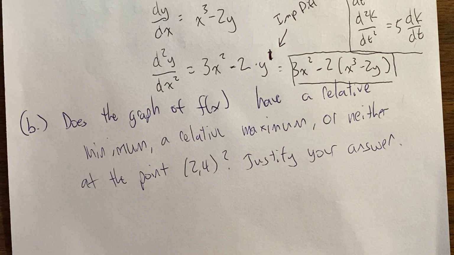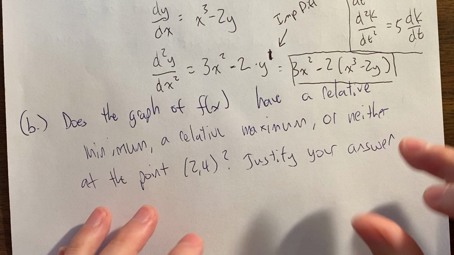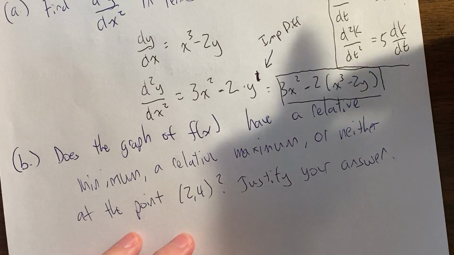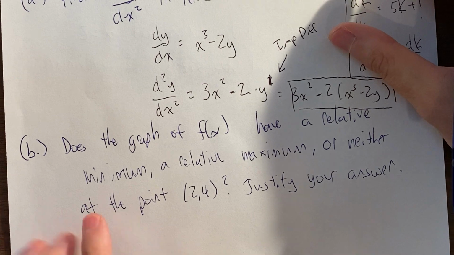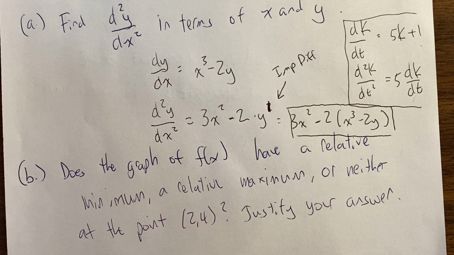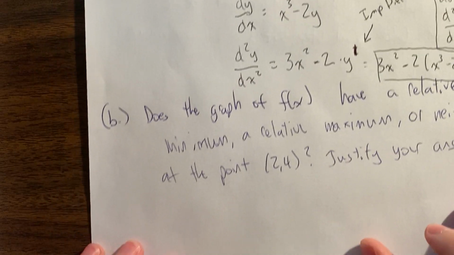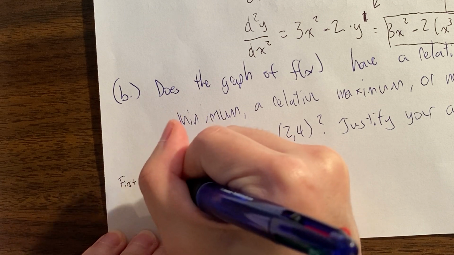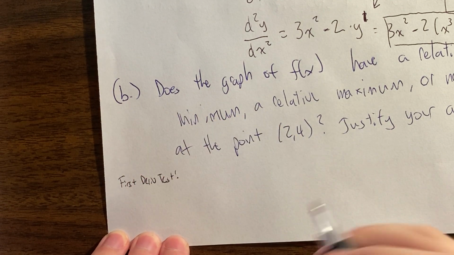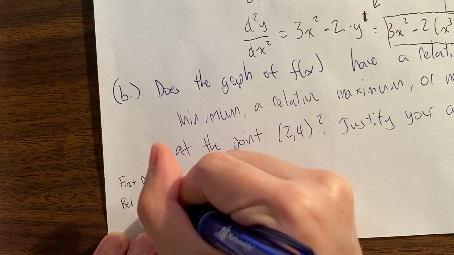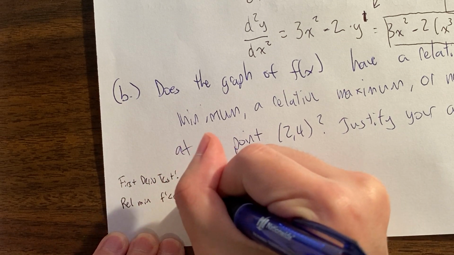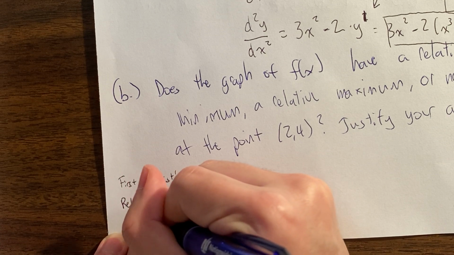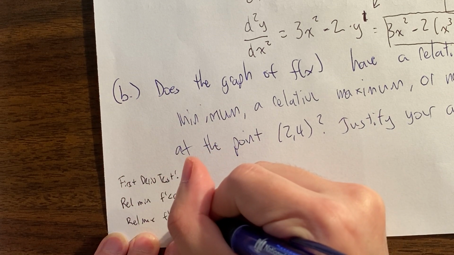Does the graph of f of x have a relative minimum or relative maximum, or neither, at this point (2, 4)? And then we have to justify our answer. When I see relative min or max on the AP exam or whatever calculus class you're taking, what I think of immediately is the first derivative test. So we'll put that in the corner here. That's the test you use all the time for relative min or max, or local min or max. Remember that a rel min is when f prime goes from negative to positive. A rel max is when f prime goes from positive to negative.